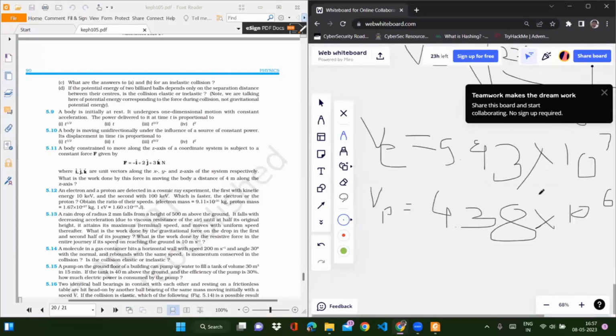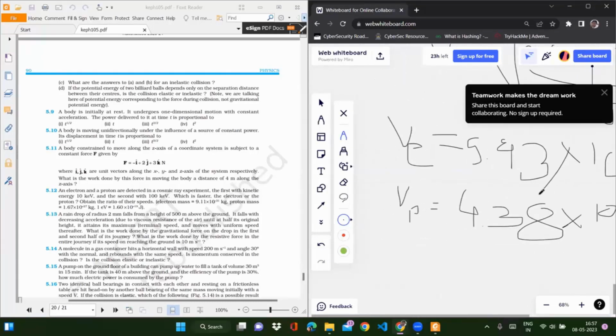So even though the kinetic energy of proton was looking to be greater, we know that kinetic energy depends on mass and velocity. So even though the velocity of proton is less due to its heavier mass, which is much higher, nearly 1800 times or more than 1800 times heavier than the electron, therefore the kinetic energy was greater.